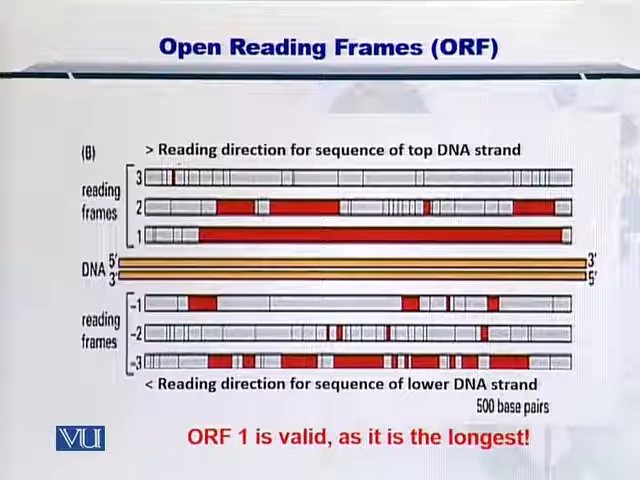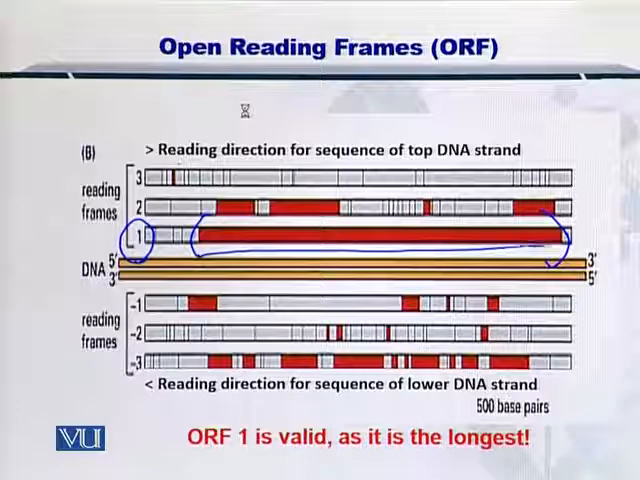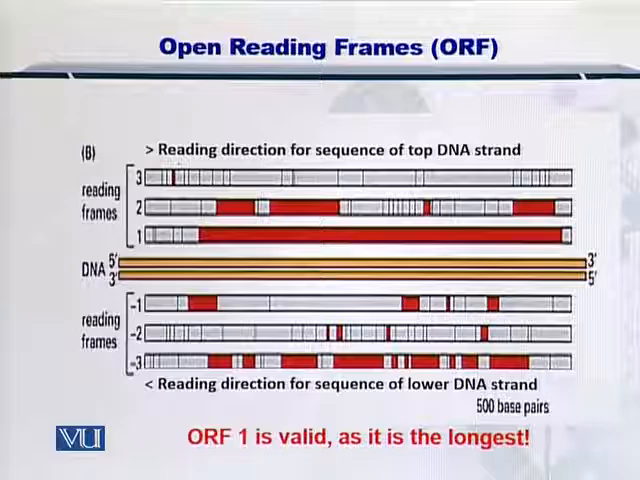Now, out of these 6 possible starting nucleotides, which one is valid? The rule of thumb is that the longest ORF is valid. In this example, the longest ORF is denoted by the red here. So your ORF number 1 is the longest. Therefore, we will use this to form the protein sequence. This is the rule of thumb which you can remember and apply towards encoding your proteins.